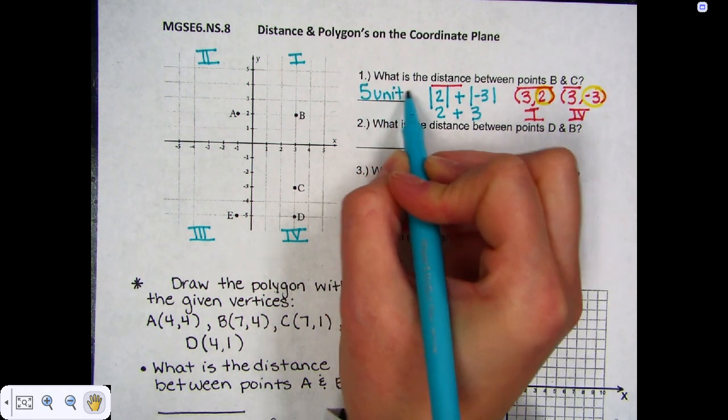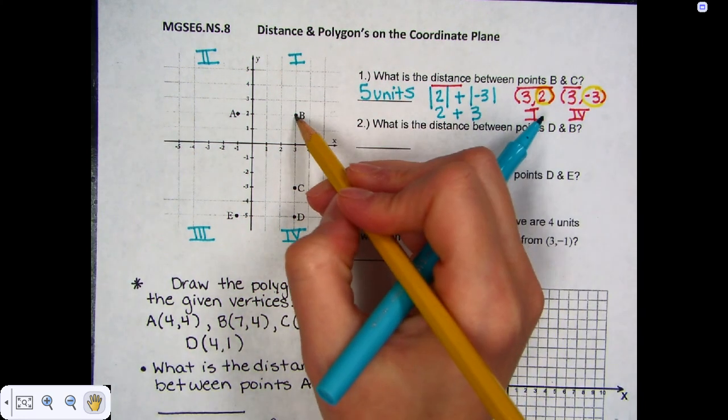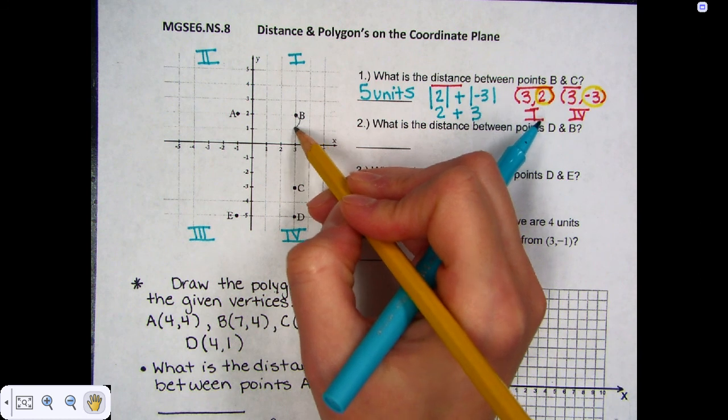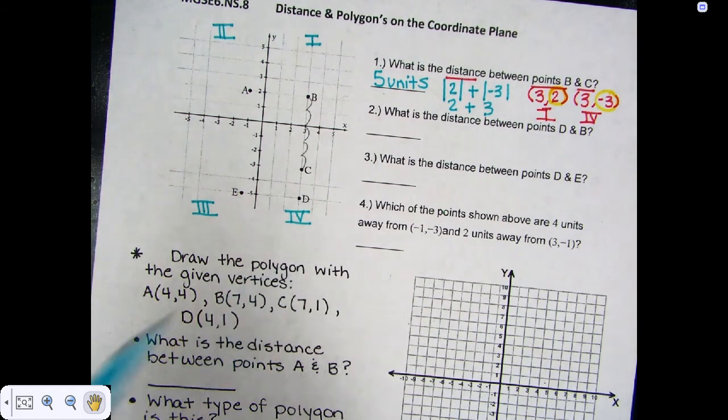Now, if I wanted to double check myself, I could just take my pencil and go from B to C, because I do actually have this grid. 1, 2, 3, 4, 5. Checks out. 5 units apart.